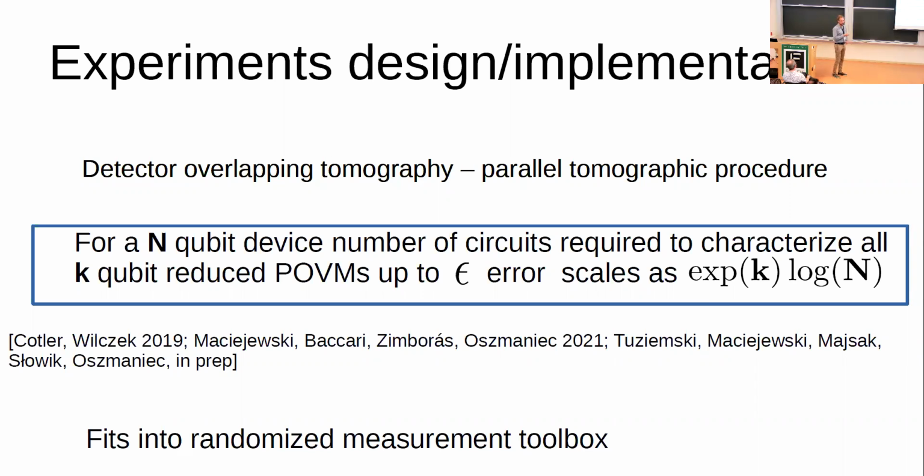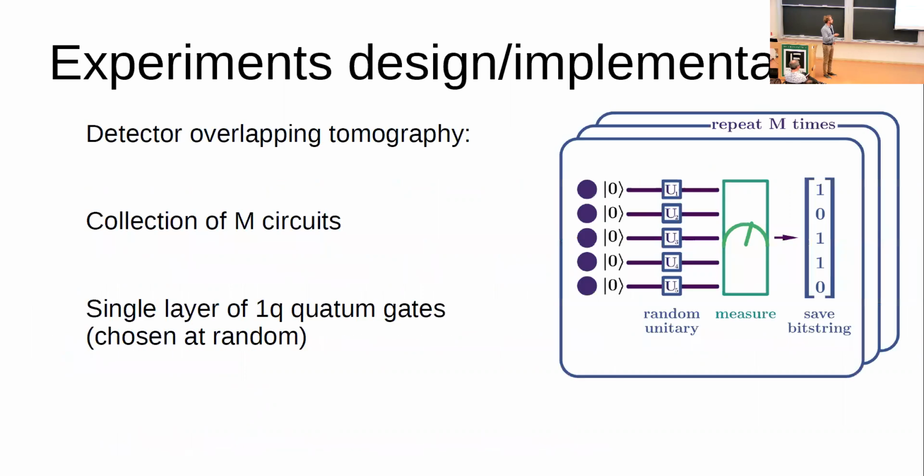It was first introduced by Jordan Kotler and Frank Wilczek in the context of quantum state tomography, and we then adapted it to the context of detector tomography. You can say that this method fits into a broader randomized measurement toolbox that was initiated really 10 years ago by Jens Eisert and coworkers, and recently has also been developed further.